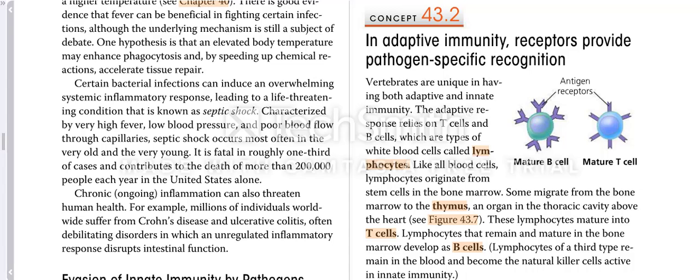So as we had discussed before, invertebrates only had innate immunity, but now we're moving on to vertebrates who have both innate and adaptive immunity. And so the adaptive immunity part of the vertebrate system relies on the use of T cells and B cells, which are both types of white blood cells called lymphocytes. So the book describes the lymphocyte literally as a white blood cell that mediates immune response and consists of T cells and B cells.